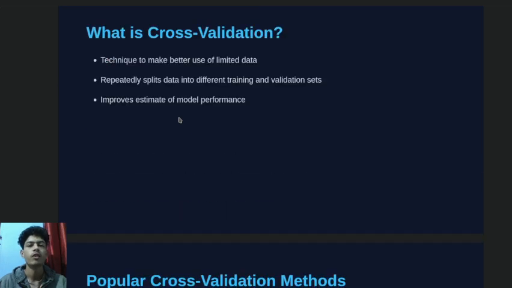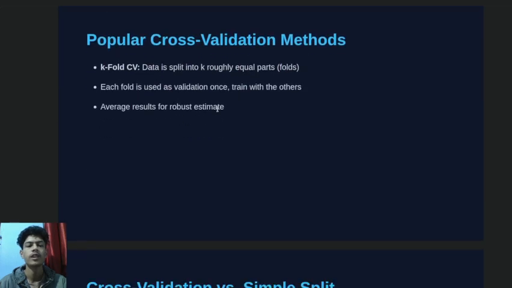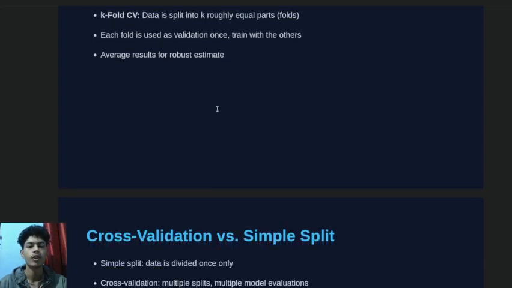Now what is cross validation? It is a technique to make better use of limited data and repeatedly splits data into different training and validation sets. It improves the estimate of model performance. A popular cross validation method is k-fold CV, where data is split into k roughly equal parts and each fold is used as validation once, training with the others. The average result gives a robust estimate.